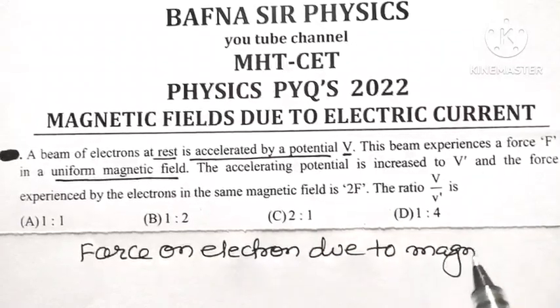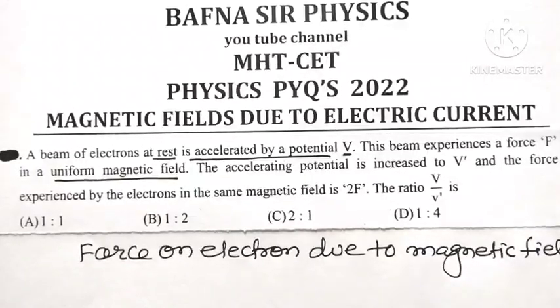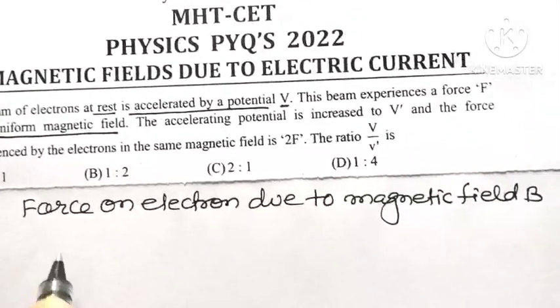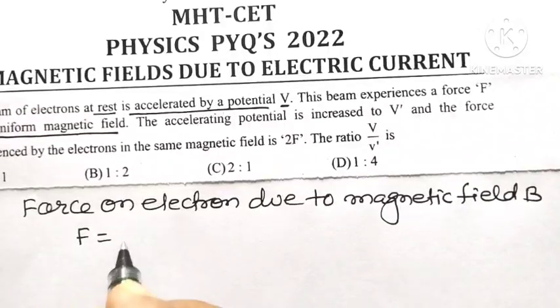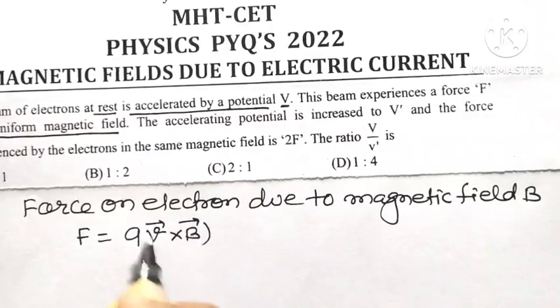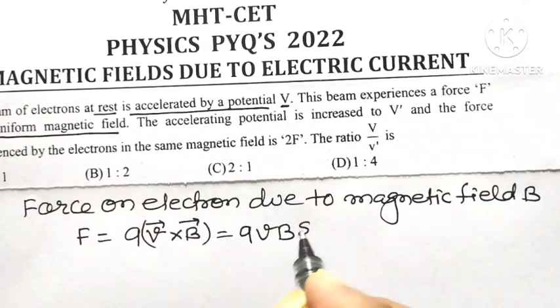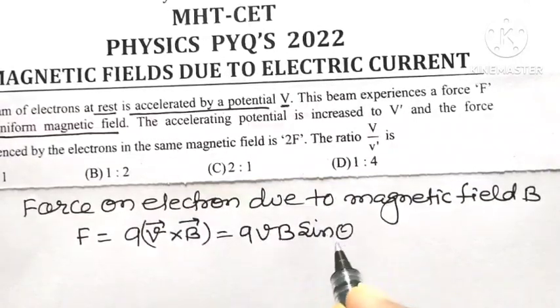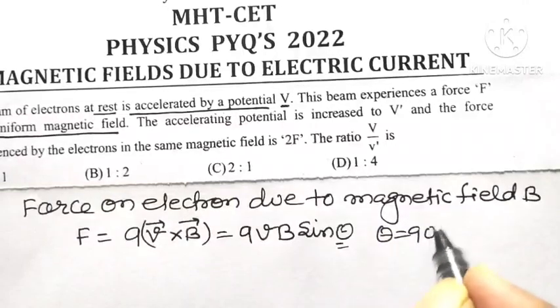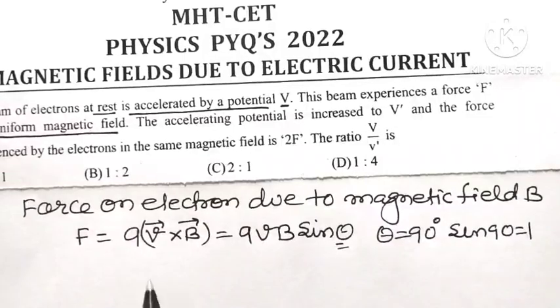Due to the magnetic field, because the electron is moving through a magnetic field. So the force on the electron due to magnetic field B is F_B, which is actually F equal to Q into V cross B. It means it is Q V B sine theta. Here theta is 90 degrees and sine 90 is equal to 1, because the field is perpendicular.